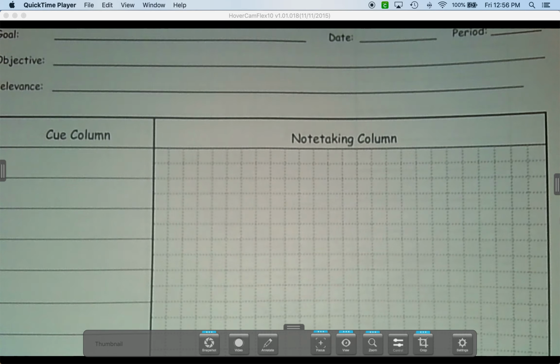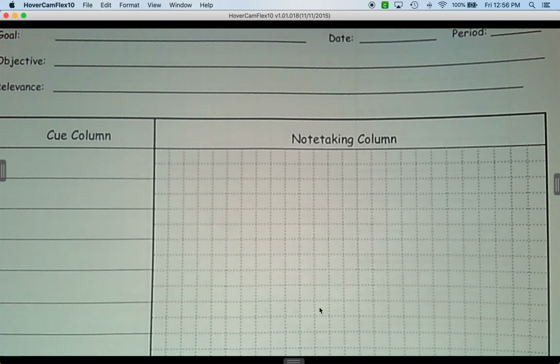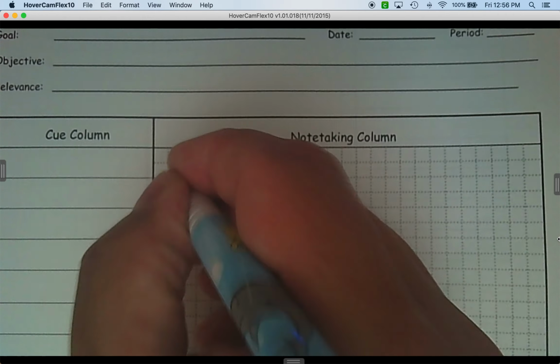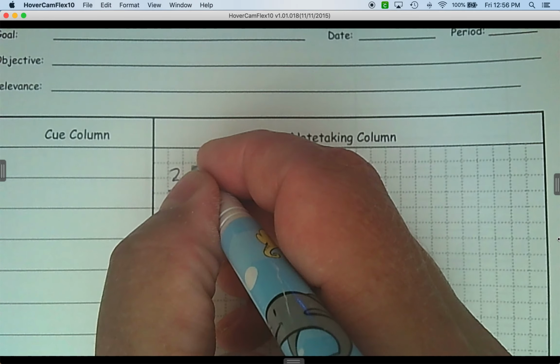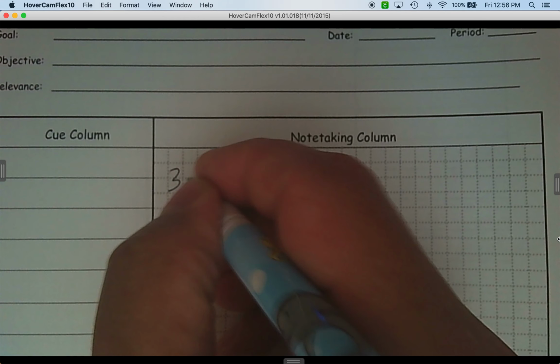All right, so let me minimize this. Let's pick up where we left off. So this again is still assignment 2-2. We're at question number 32.